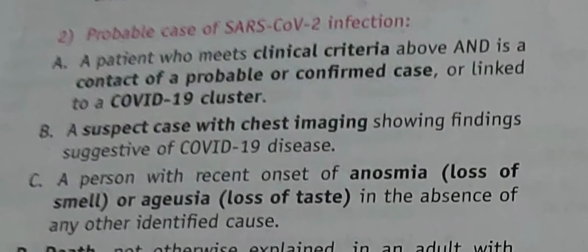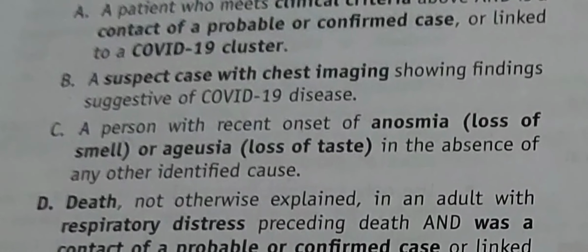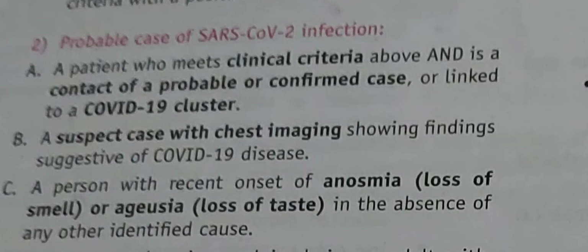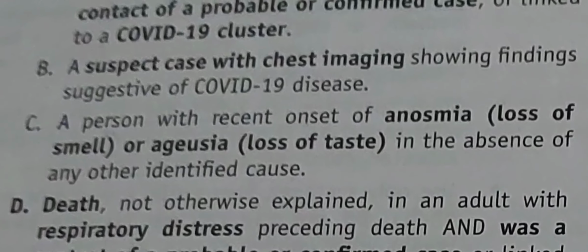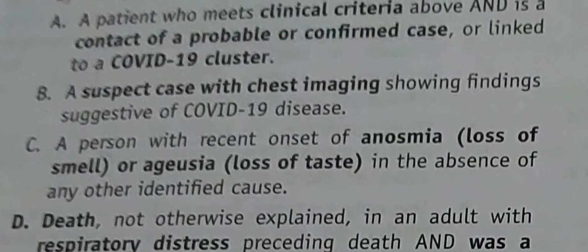Next is the probable case of SARS-CoV-2 infection. A person who has met the clinical criteria or epidemiological criteria and had contact with a confirmed case is a probable case of the infection, and also a suspected case with chest imaging showing findings suggestive of COVID-19. So you can have a chest X-ray also. You can find it from there also.